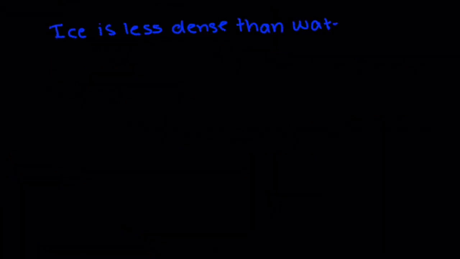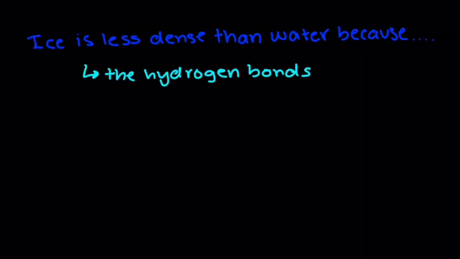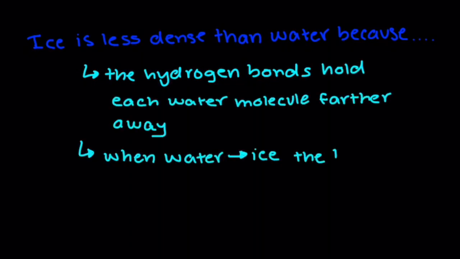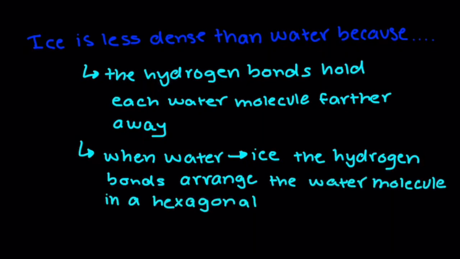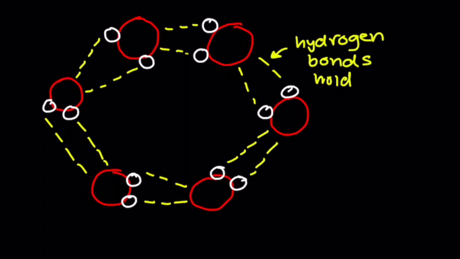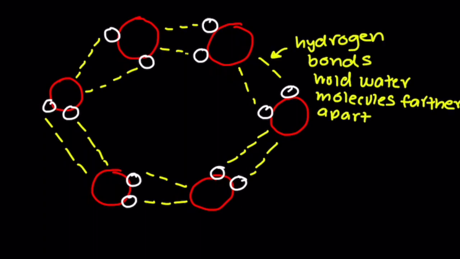So our last topic is how ice is less dense than water. This is because hydrogen bonds hold each water molecule farther away. When water turns into ice, the hydrogen bonds arrange the water molecules into a hexagonal shape. Since the water molecules are farther away, there's more space, which decreases the density and allows it to float on top of water. In the winter, when ice is floating on top of water, it keeps a stable temperature of the water beneath it, which allows the organisms living in it to thrive.